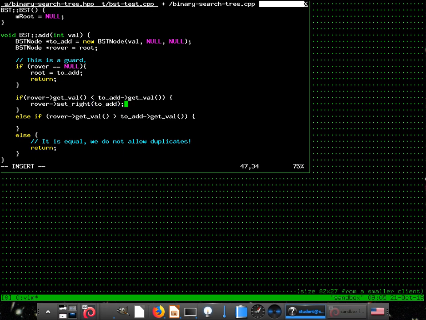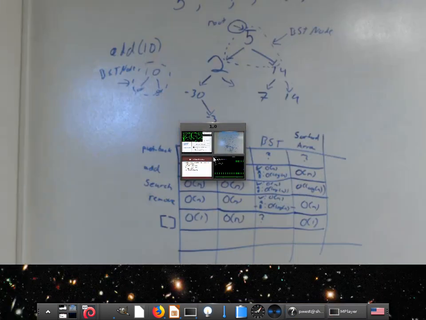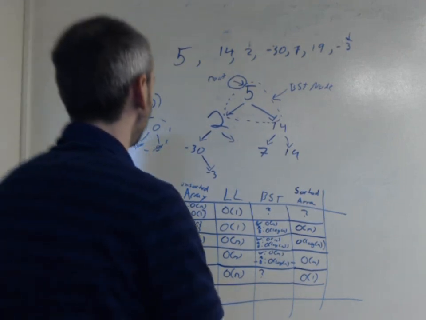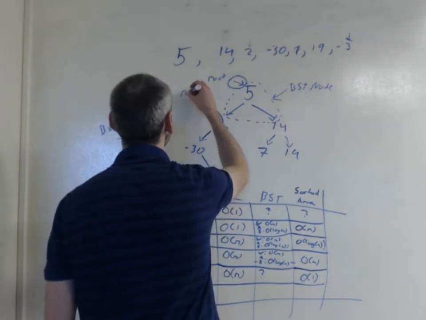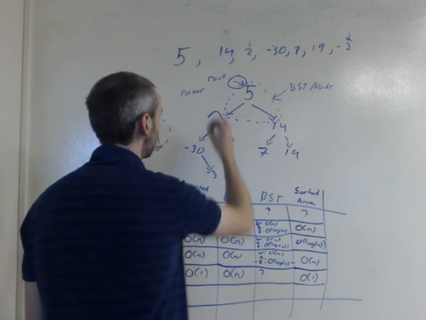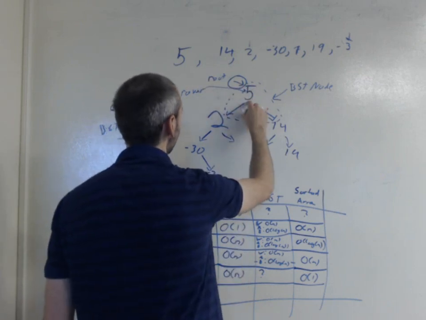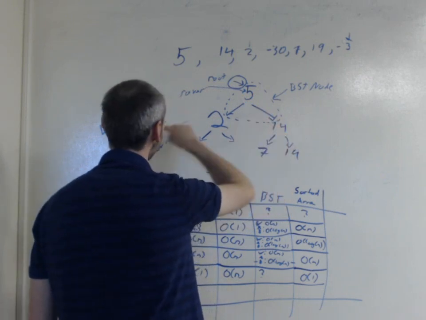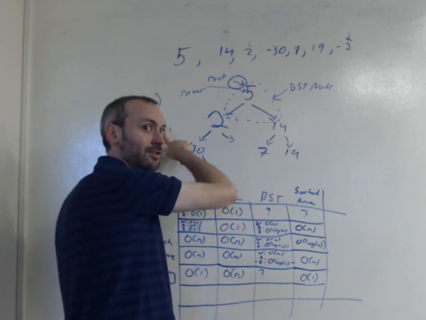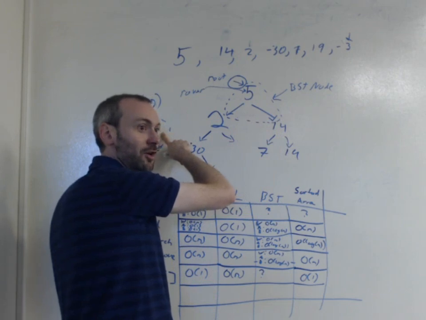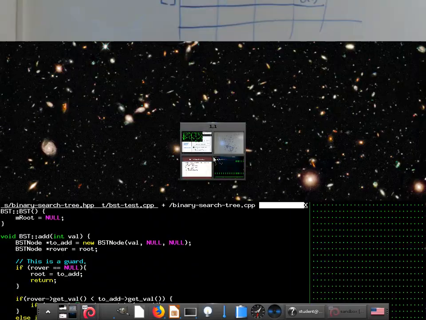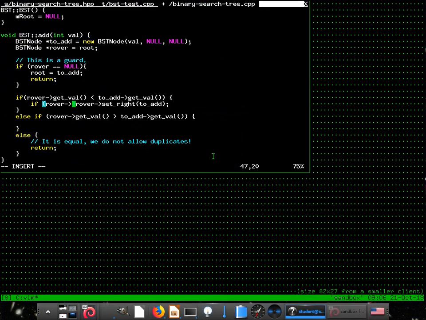Okay. Now, does that make sense in our current situation? Not exactly. Because if you're at 5, rover's pointing to 5. It needs to go greater than, so it's going to overwrite, instead of this pointer going to 14, it's going to point to this guy over here. Is that good? No. So we have to check the right is null. Yes.